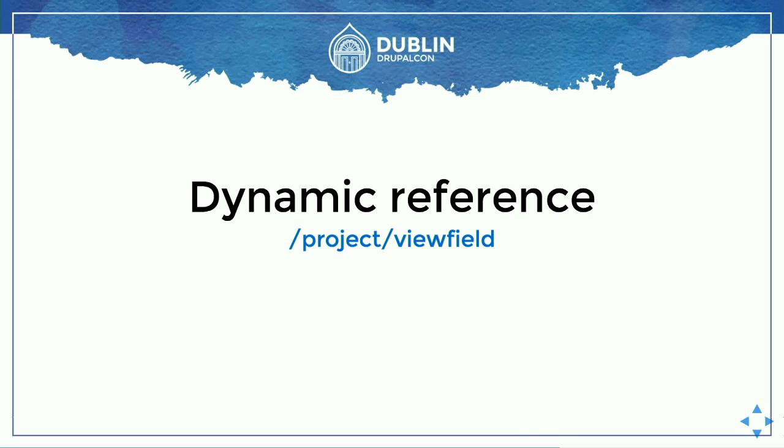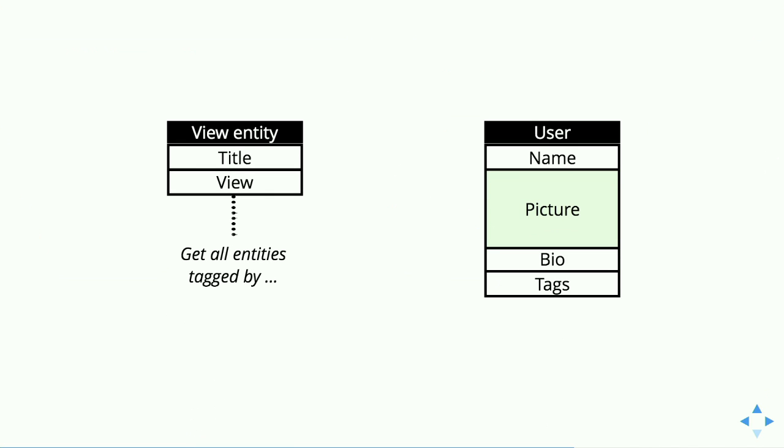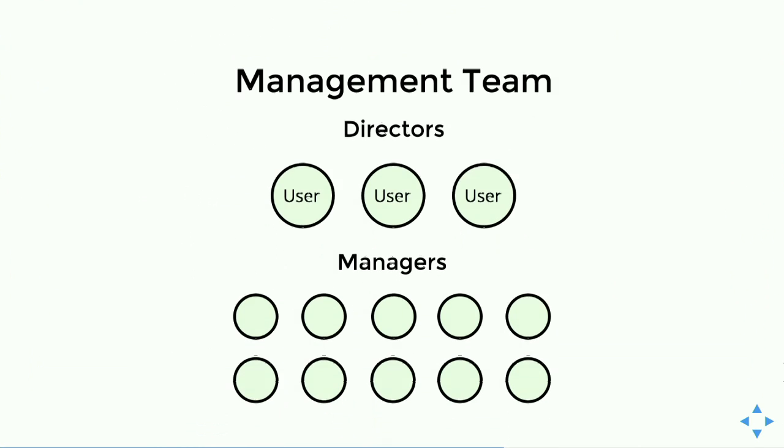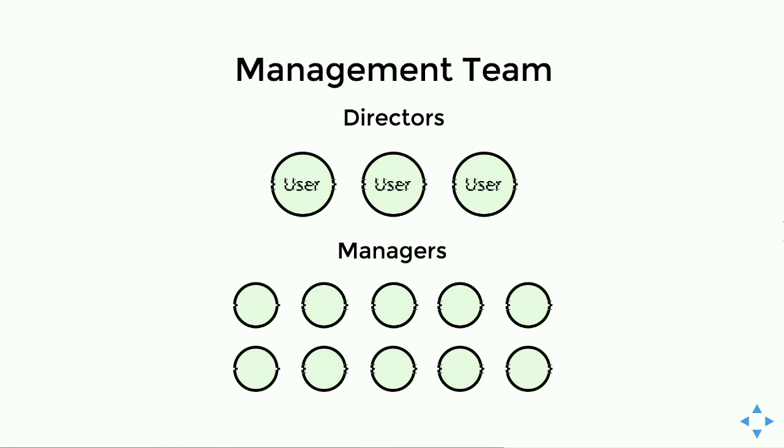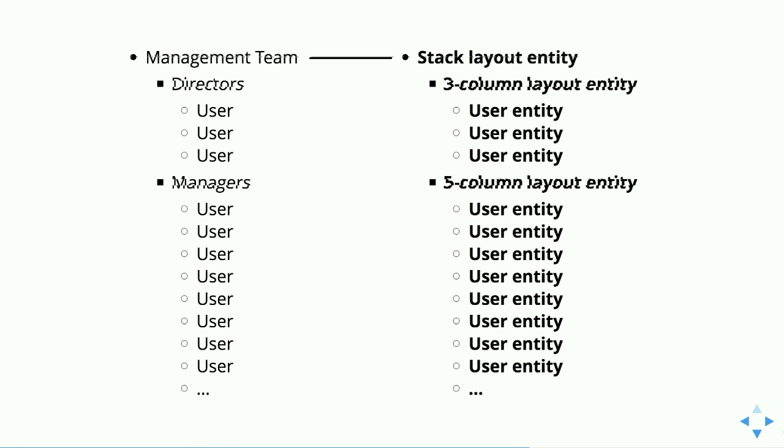Another interesting thing we can achieve using entity references is a kind of dynamic reference. So let's look at this example again, this page. What we would like to do is not specify a reference each time a new director appears in our company. For example, we can tag user profiles with a managers or directors tag, and then it will be more convenient to just get a list of user profiles by this tag. So how could this be done?